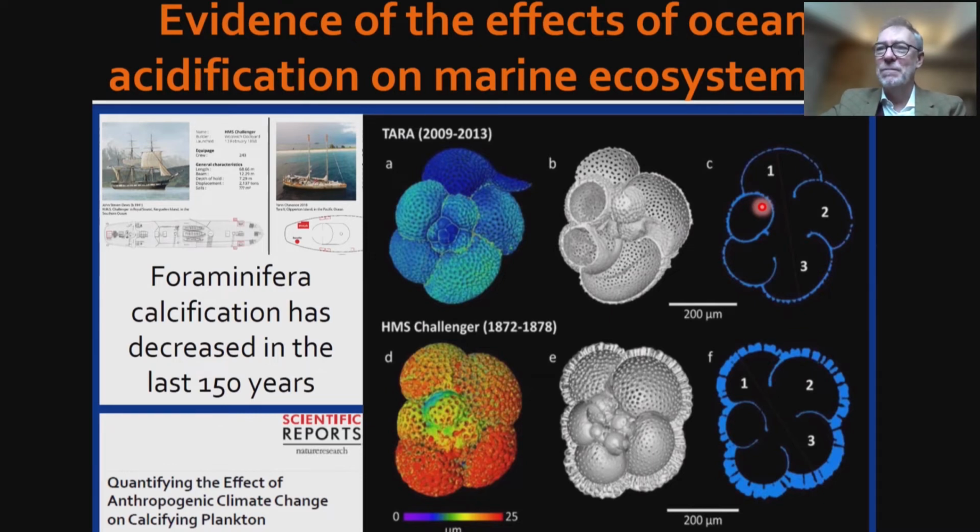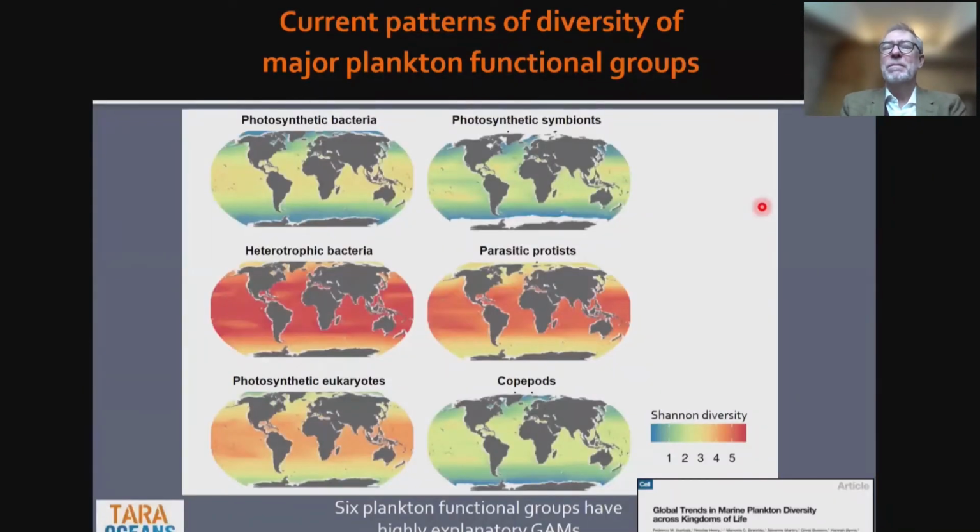So this is one example, I think an important example, of where we have evidence of the impacts of ocean acidification on marine organisms over these long times. A second example that I want to give is how ocean plankton may change in the future as a consequence of climate change.